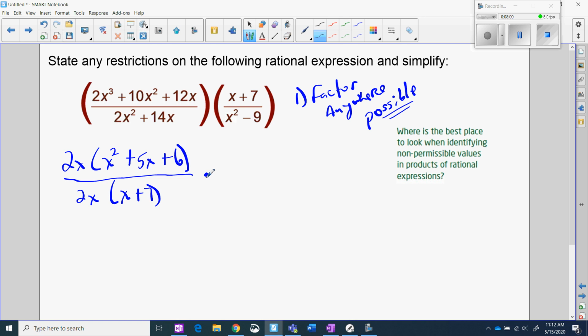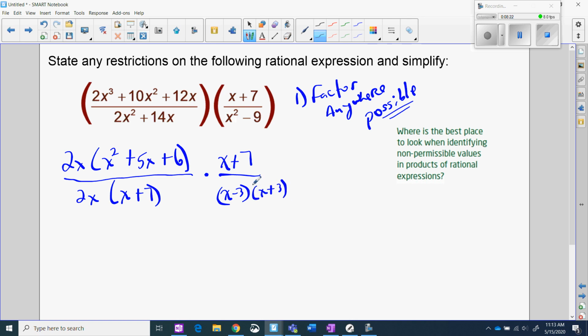I'm just going to put here multiplied by, I'm not going to use the brackets. X plus 7 is already in factored form. It doesn't factor any further. That'd be equivalent to, in numbers, a prime number, so it's non-factorable, doesn't go any further. X squared subtract 9 would be difference of squares. X subtract 3, x plus 3.